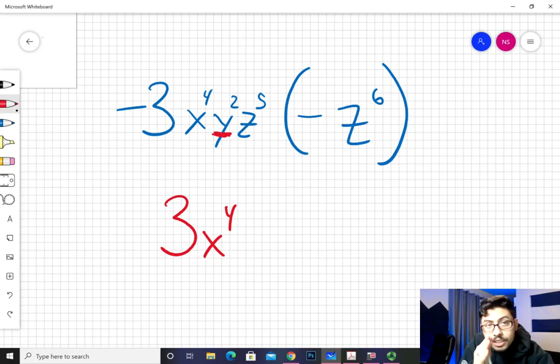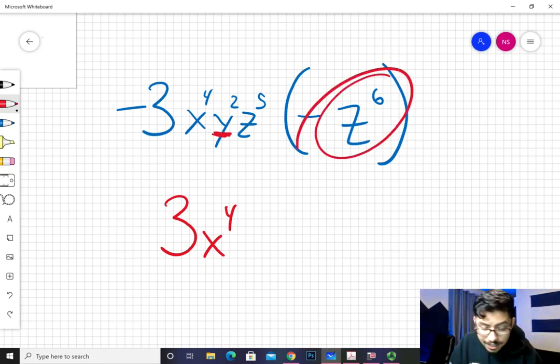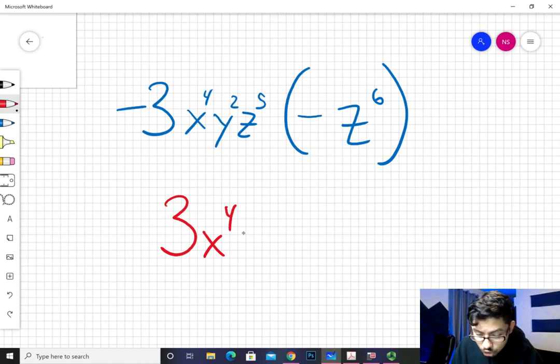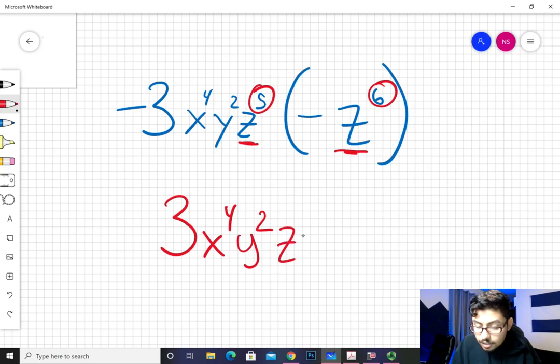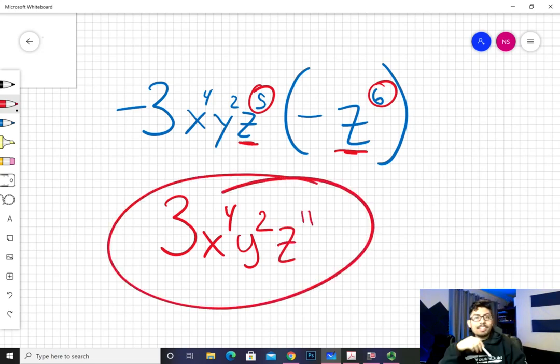Chug along, move on to the next item. It's a Y squared. Do we see a Y here? No, we do not. So we just chug along, Y squared. We chug along to the Z. Oh, I see 2 matching Z's. What are you going to do in this situation? You add the powers. This Z to the power 5 plus this Z to the power 6. We get Z to the power of 11. And just like that, that's my final answer.